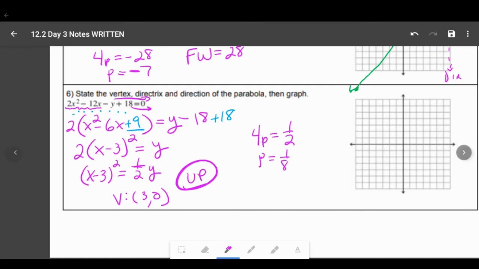So I know that p is 1/8. If I start at (3, 0), that's my vertex. I have to go up 1/8 to get the focus. So it's almost like they're on top of each other, right? You can't even see it. It's so much on top of each other.